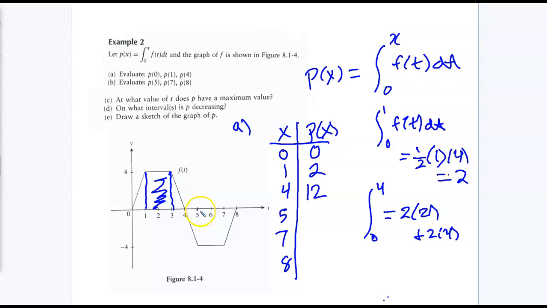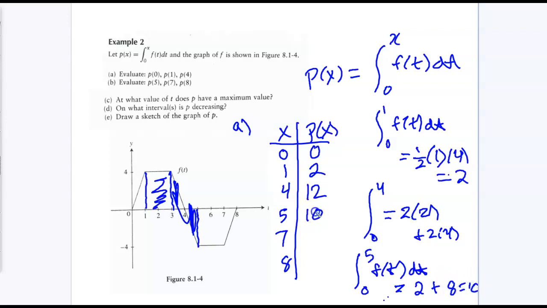Okay, at 5, I'm actually taking off this triangle, and this triangle eliminates. So to find the integral from 0 to 5 of f of t dt, it's going to be the area of my triangle, which we found to be 2. That's the area from 0 to 1, plus my 2 by 4 rectangle, which is 8. So this is going to be an area of 10.